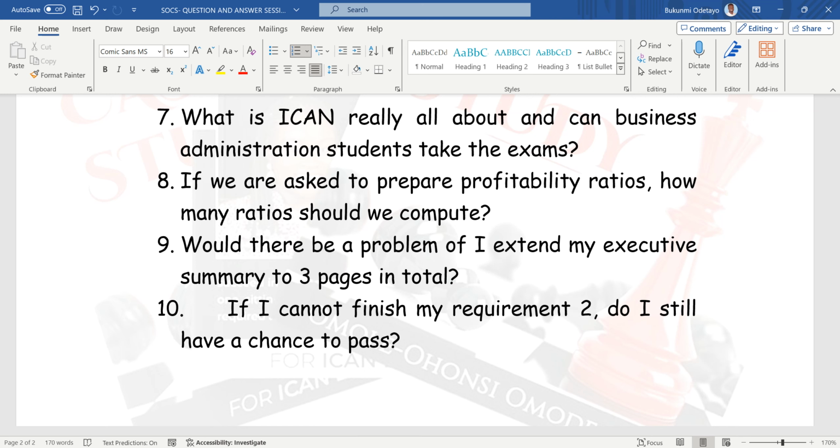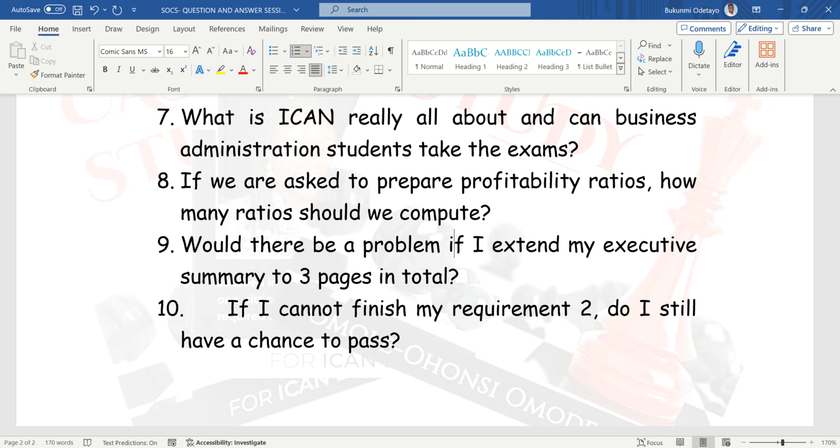Now the next question: would there be a problem if I extend my executive summary to 3 pages in total? Please don't do that. Please don't extend it, let's keep it to 2 pages. Because what's the point? An executive summary is a summary for executives who don't have time, and I'm now making bulky pages. If your handwriting is big, then just make it smaller. But please don't make it more than 2 pages. Let's just be limited to 2 pages.